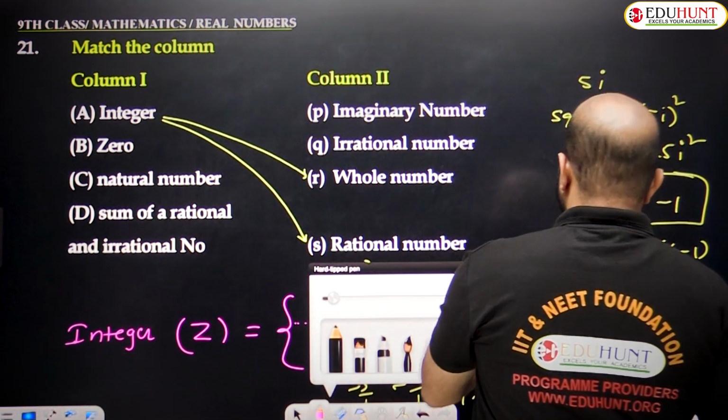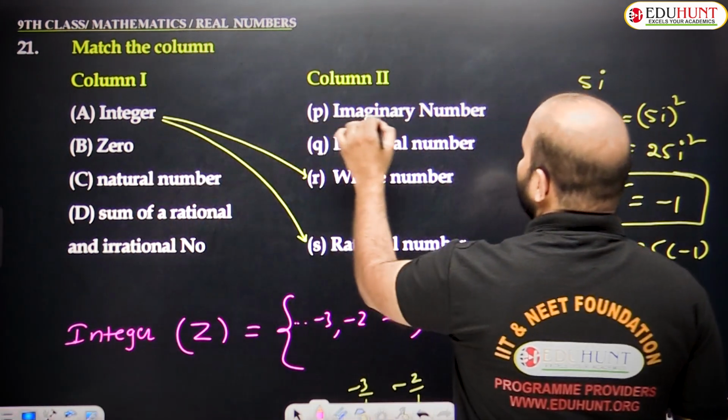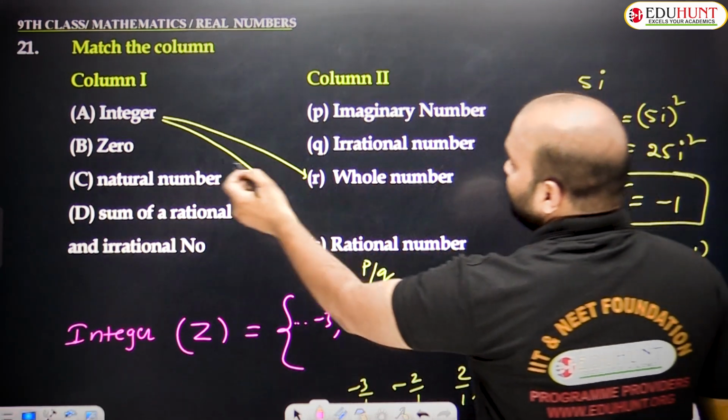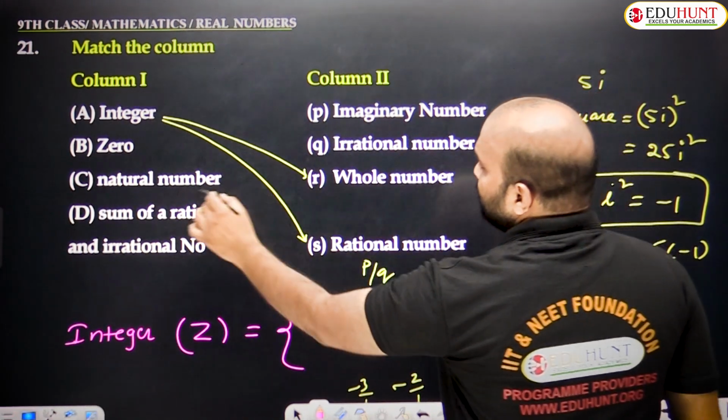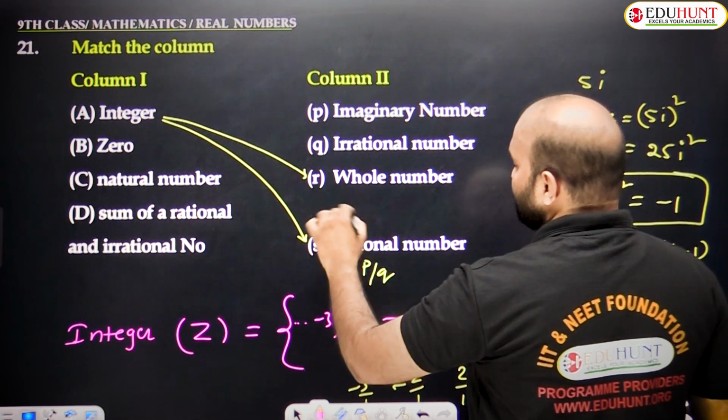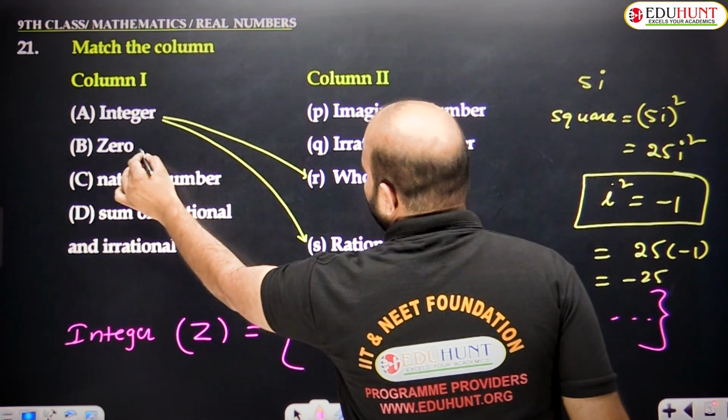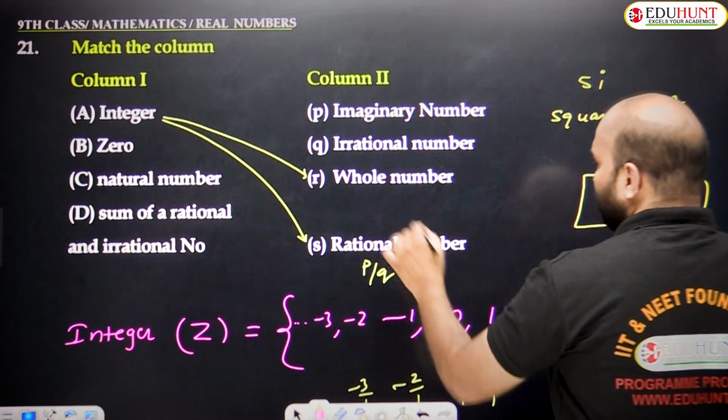So 0, here, is nothing but what? 0 is not an imaginary number. 0 is not an irrational number. 0 is a whole number. Am I clear? 0 is a whole number because whole number means what?